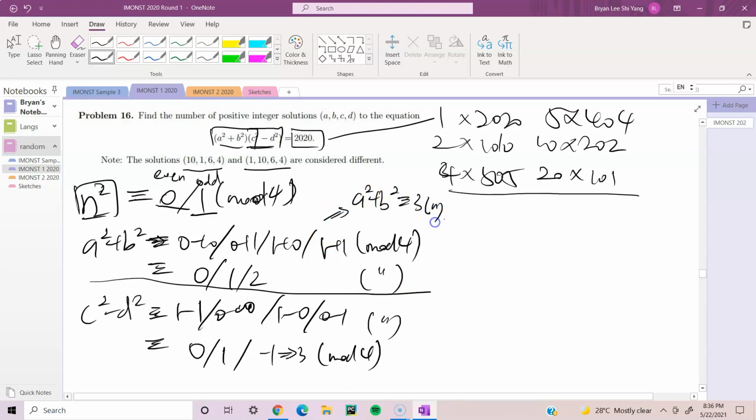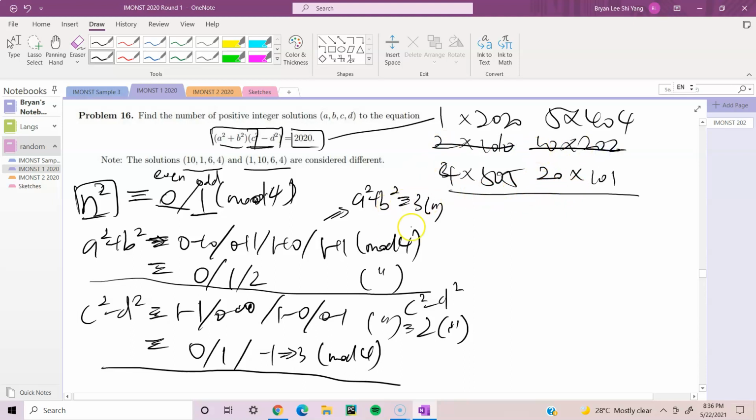Now, notice that for a squared plus b squared, being congruent to 3 mod 4 is absent. And for c squared minus d squared, being congruent to 2 mod 4 is absent, okay? So we cannot have these terms being congruent to 3 mod 4 or 2 mod 4. But as we can see here, in 2 of these 6 pairs, 2 times 1010, both 2 and 1010 are congruent to 2 mod 4, so cancel. And then 10 and 202 are both congruent to 2 mod 4 again, so cancel.